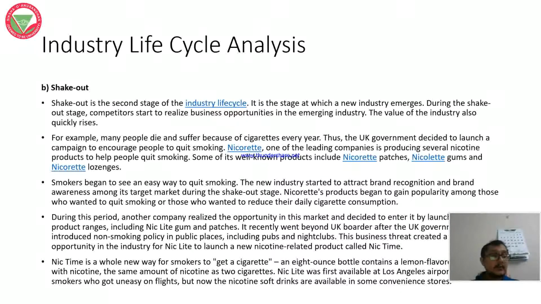If they have stopped the use of cigarettes at public places, then this new company, as we have discussed, introduced electric cigarettes, an 8-ounce bottle containing a lemon-flavored drink laced with nicotine, and nicotine-based soft drinks also they made available.